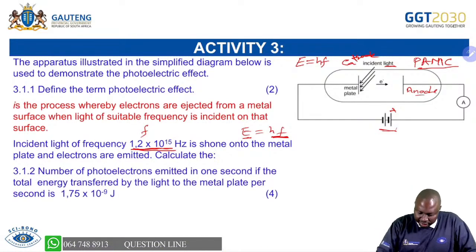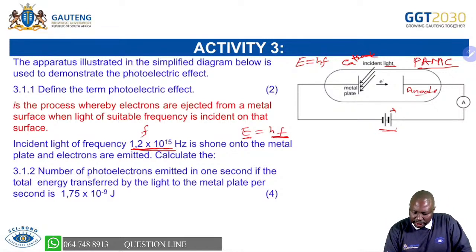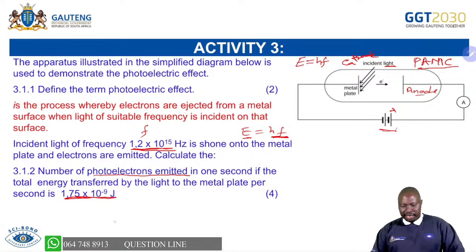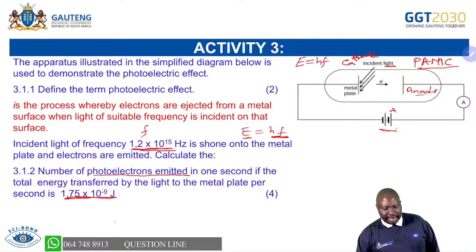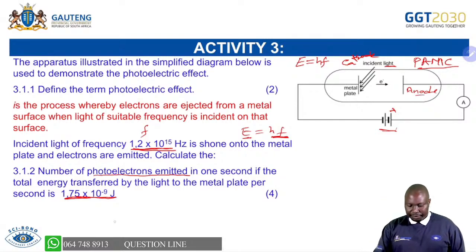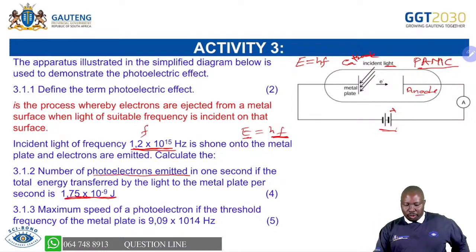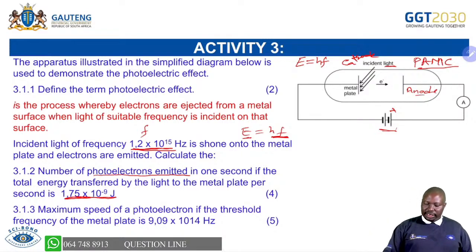The first question says: calculate the number of photoelectrons emitted in 1 second if the total energy transferred by the light to the metal plate per second is 1,75 times 10 to the power of minus 9. That question has 4 marks. And question 3.1.3, the other question, needed you to calculate the maximum speed of the photoelectron.